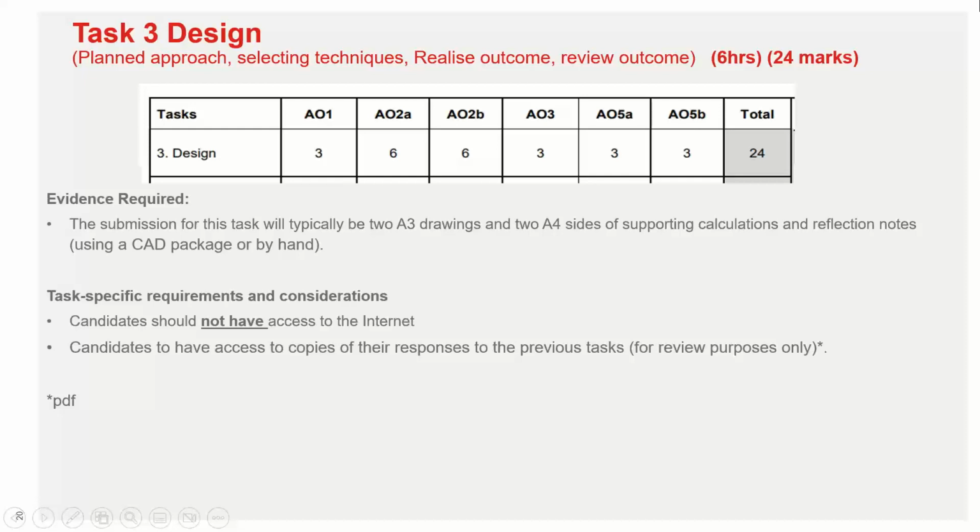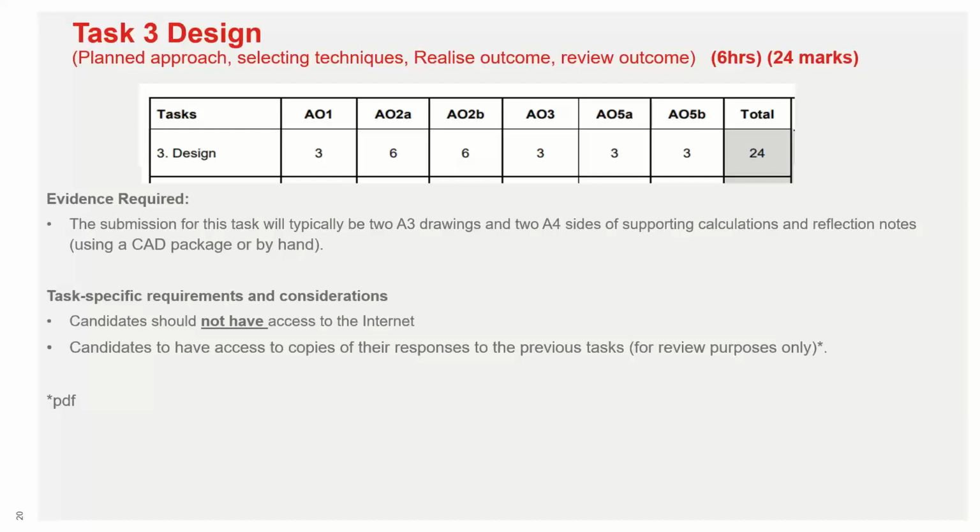Moving on to task 3, this is a design task. This has got a lot of marks. There's 24 marks within that, and learners will have 6 hours to complete this task and gain those 24 marks. And it may be that you will split those sessions up, which is perfectly acceptable, providing they are consecutive sessions. So you could have 3 sessions of 2 hours or 2 sessions of 3 hours. However that's delivered, they must be consecutive.